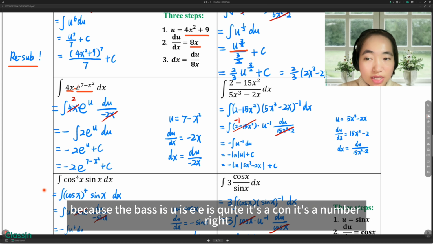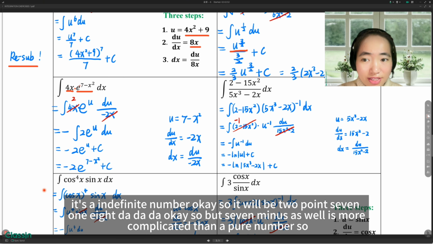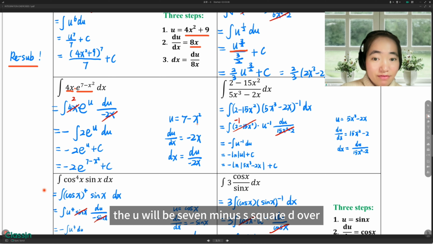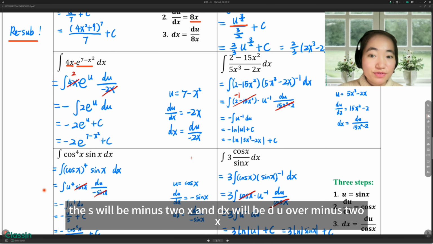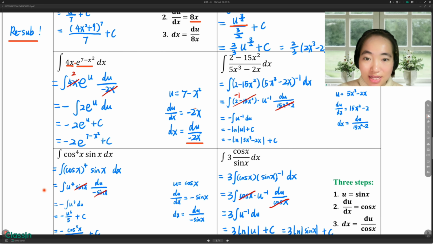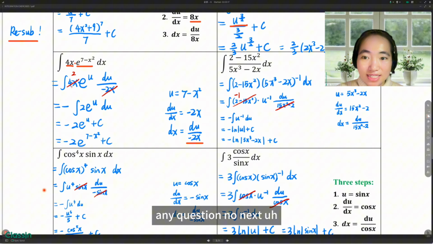Because the base is e. E is a number, right? It's an irrational number, okay? So it will be 2.718 dot dot dot. But 7 minus x squared is more complicated than a pure number. So the u will be 7 minus x squared. du over dx will be minus 2x. And dx will be du over minus 2x. Okay. Any question? No. Next.